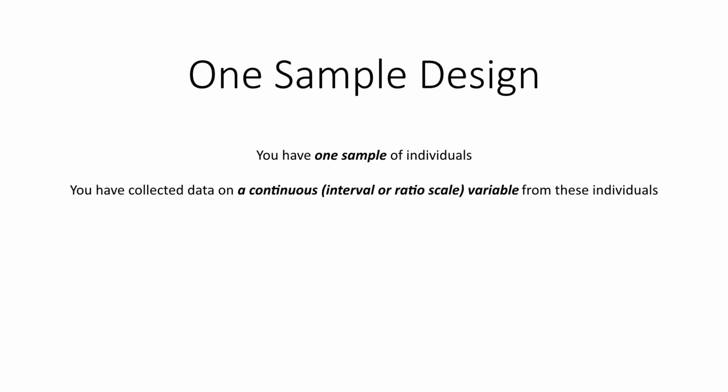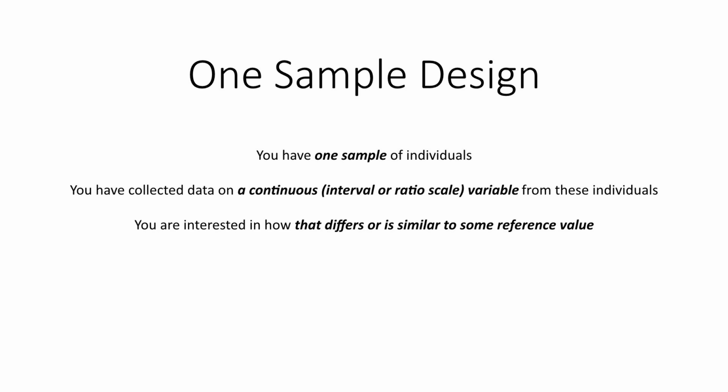Okay, let's now consider a one-sample design, which is another of the study designs that you can select for your proposal. As the name suggests, in a one-sample design, you have a single sample of individuals. You will have collected data on some continuous variable, i.e. interval or ratio scale data, and you're interested in comparing that to some reference value to see whether it differs or is similar.